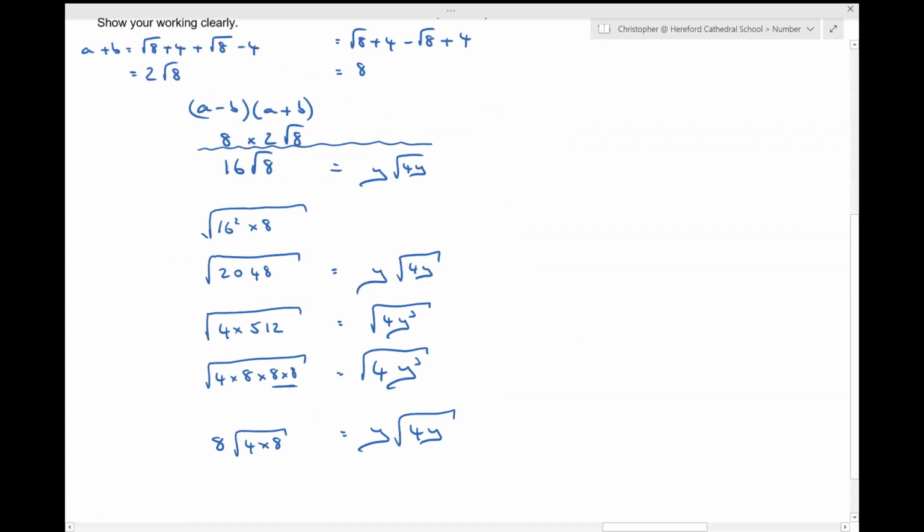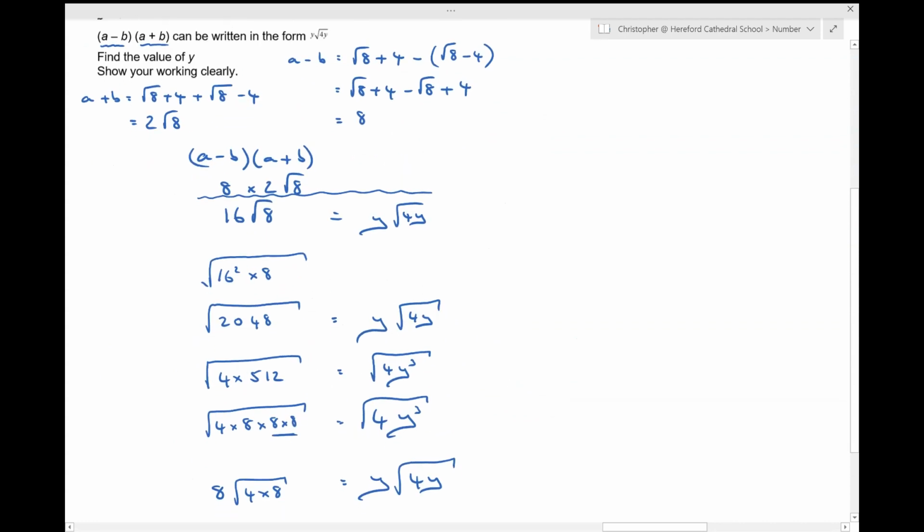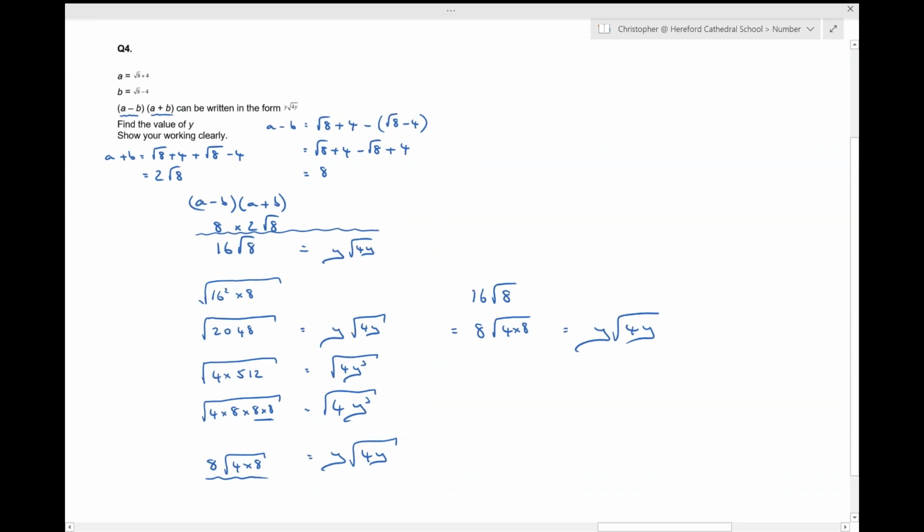So after all that rather cumbersome work, have I shown it can be written in the form y multiplied by the square root of 4 times y? Yes, I have. So let me just tidy that up. So I've got 16 root 8, which equals 8 multiplied by the square root of 4 times 8. And that is in the form y multiplied by the square root of 4y. So quite a difficult last mark on that question.